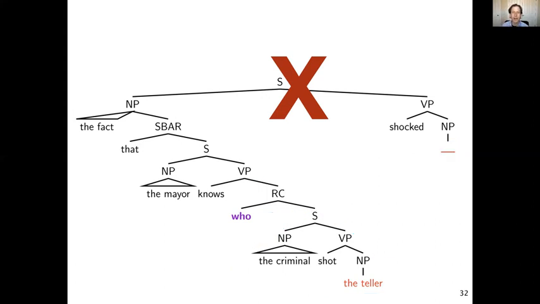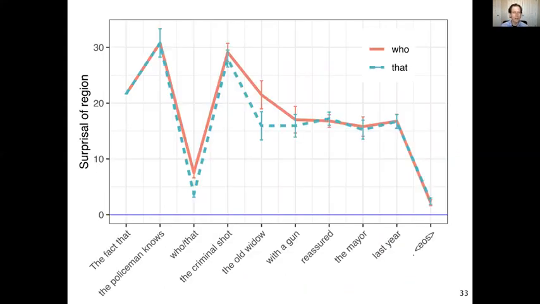Correspondingly, you probably find this an odd sentence, the fact that the mayor knows who the criminal shot the teller shocked. First of all, there's nothing that corresponds to who, and shocked is missing an object. So what this should mean is that we should see this sensitivity between filler and gap inside this phrase, but not outside this phrase. And we can test this by looking at the behavior of models in this case. These are examples like this. The fact that the policeman knows, and then we have a who versus that difference.